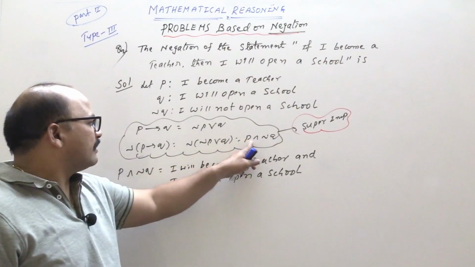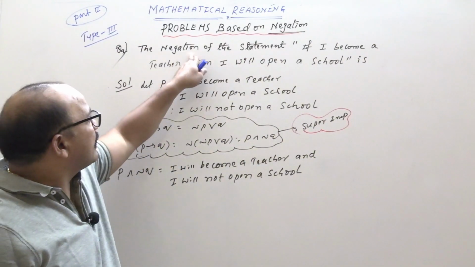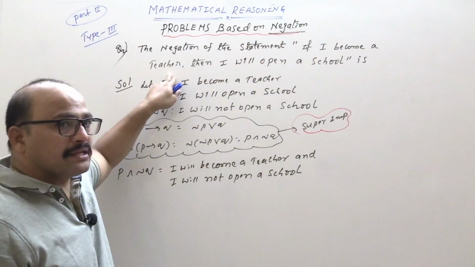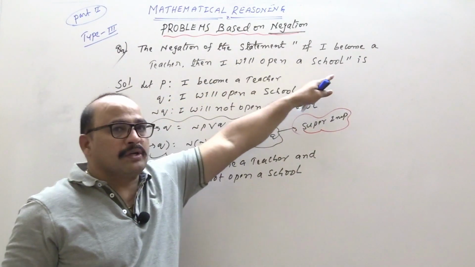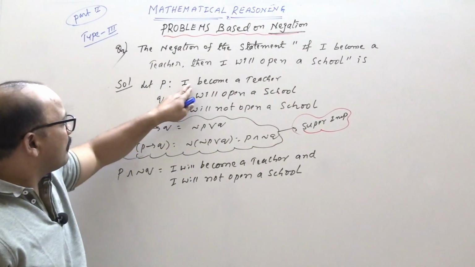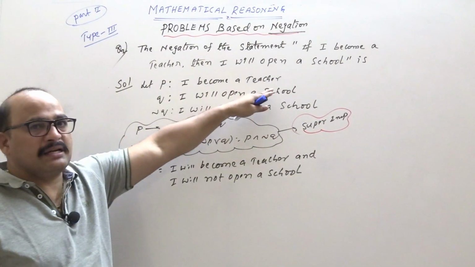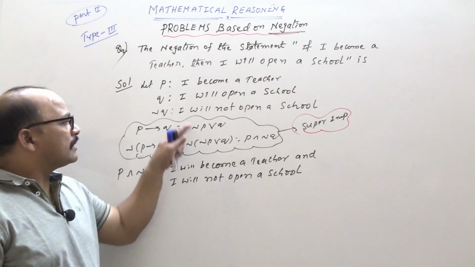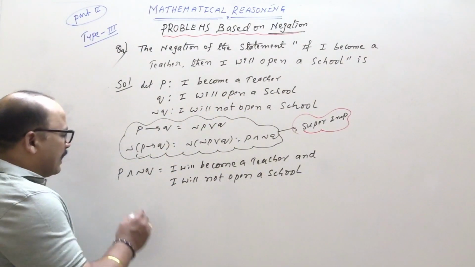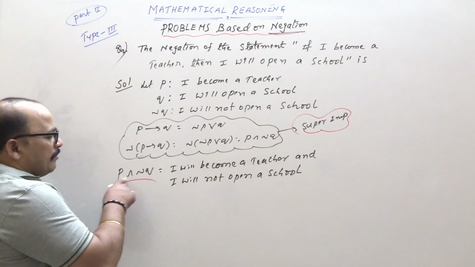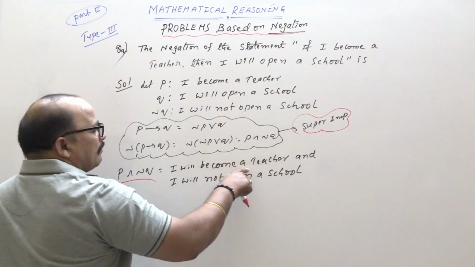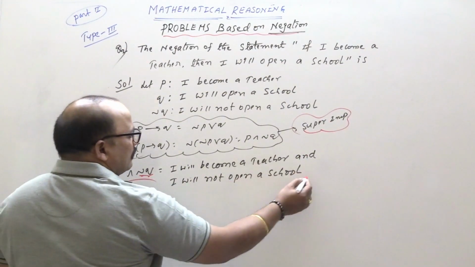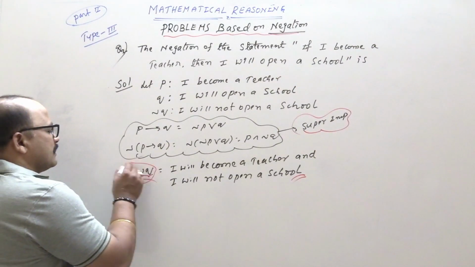So this is the statement. Negation of P, negation means this symbol. P means I will become a teacher. Then I will open that school is Q. That is the P statement. P, I will become a teacher. Q, I will open a school. Negation Q, I will not open a school. Now my answer is this one. P means I will become a teacher and negation Q means I will not open a school. So this is my answer.